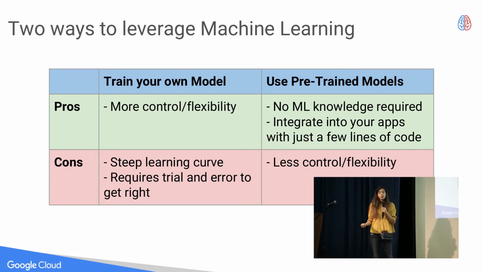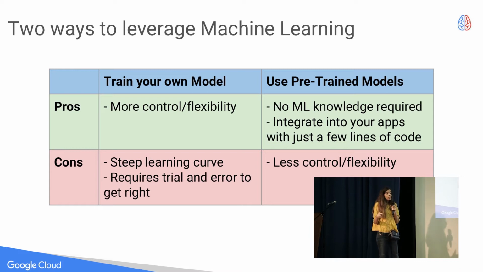The con, however, is that you have less control and flexibility. What do I mean by less control and flexibility? Let's say I'm using the Vision API, and I'll talk about the Vision API more in depth in the next few slides. If I'm a company that sells different types of chairs, the Vision API will not help me a lot. If I feed it a chair, it will give me, okay, chair. Then I feed it another type of chair, it will also say chair. So this is where I do not have a lot of control and flexibility.